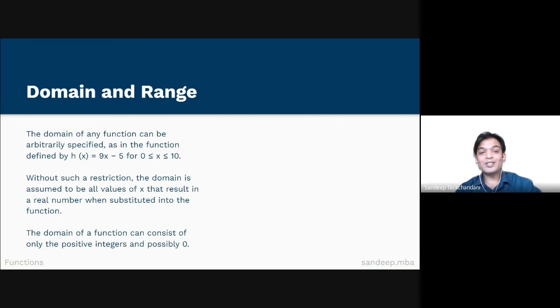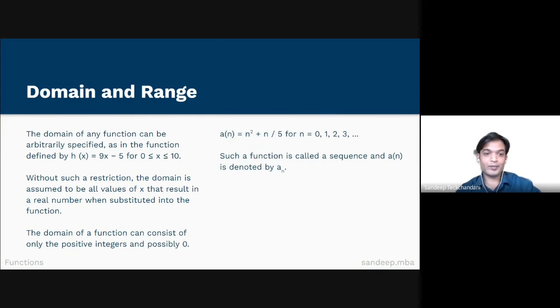Let me illustrate this with the help of an example. a n is equals to n square plus n upon 5 for n is equals to 0, 1, 2, 3, and so on. Such a function is called a sequence and a n is denoted by a subscript n. The value of the sequence at n is equals to 3 is 9.6. Let me show you how.